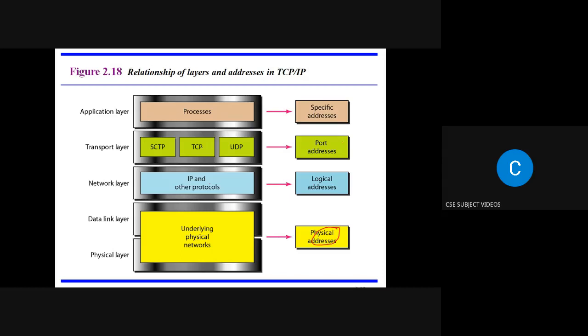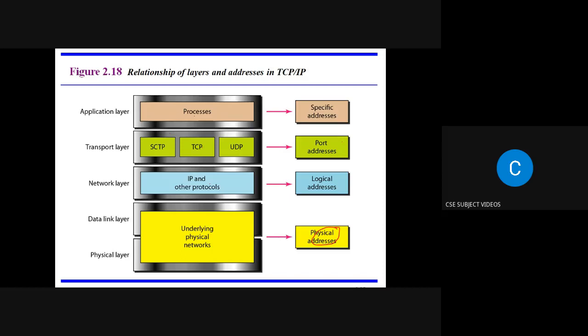Then SCTP means Stream Control Transmission Protocol. This is the newest one, used for communication of messages like voice or video messages. It provides the best features for that.